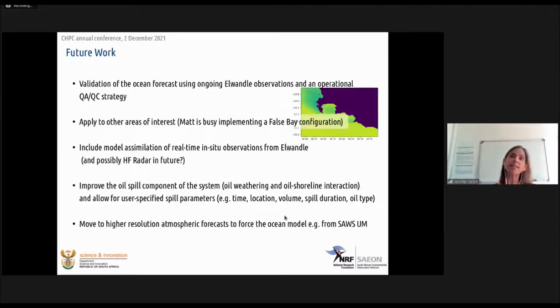This slide lists a number of things that we want to do to improve our models. I'm not going to go through them because I don't think it's relevant here, but just to say that we are very much at the beginning of our journey, and there's a lot more to do going forward.